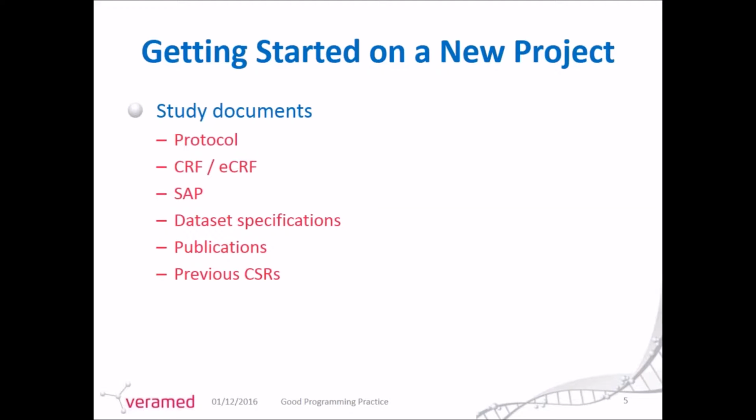Analysis dataset specifications, table shells, publications if available. We want to check what results are already available, and similarly for the previous clinical study reports, just to check if there are already available results. And all of these will contribute to a programmer's understanding and hopefully prompt them to ask questions if there are any ambiguities.